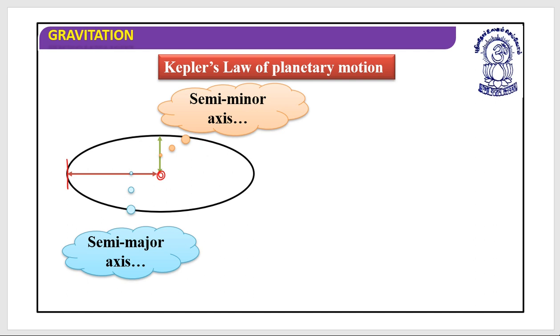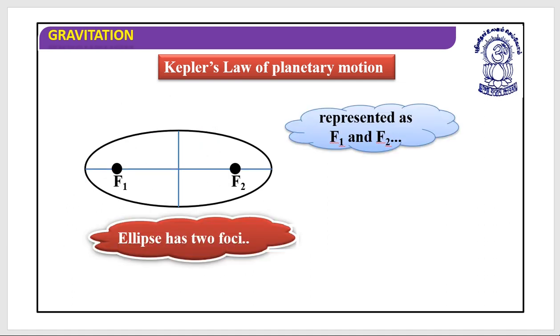Now, from here to this, you can understand this as a central point. This can be considered as the semi major axis, and this smaller part can be considered as the semi minor axis. So this is the semi major axis, this is the semi minor axis. Next, these two points, please understand this very carefully. These two points are called the foci, F1 and F2. An ellipse always has two foci, one represented as F1, another as F2.